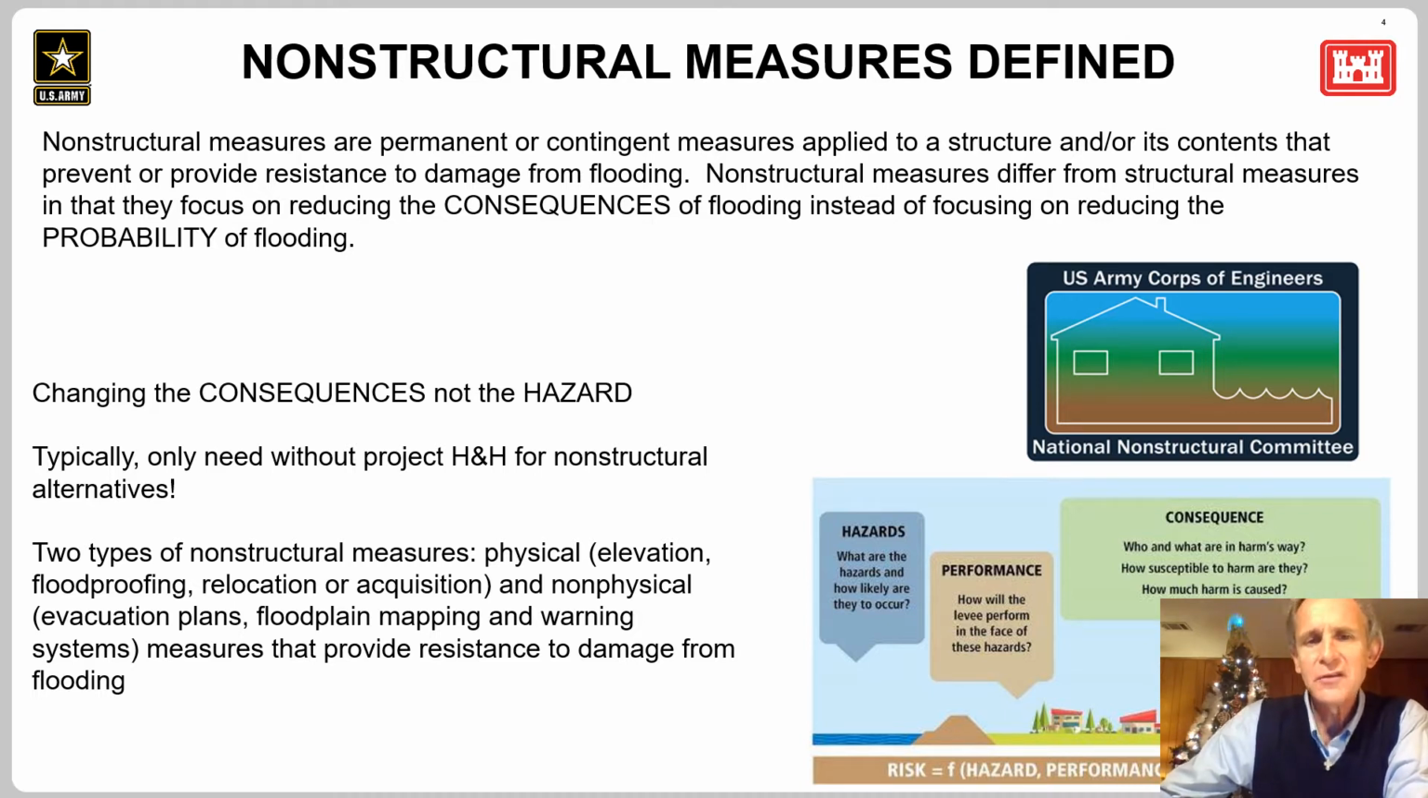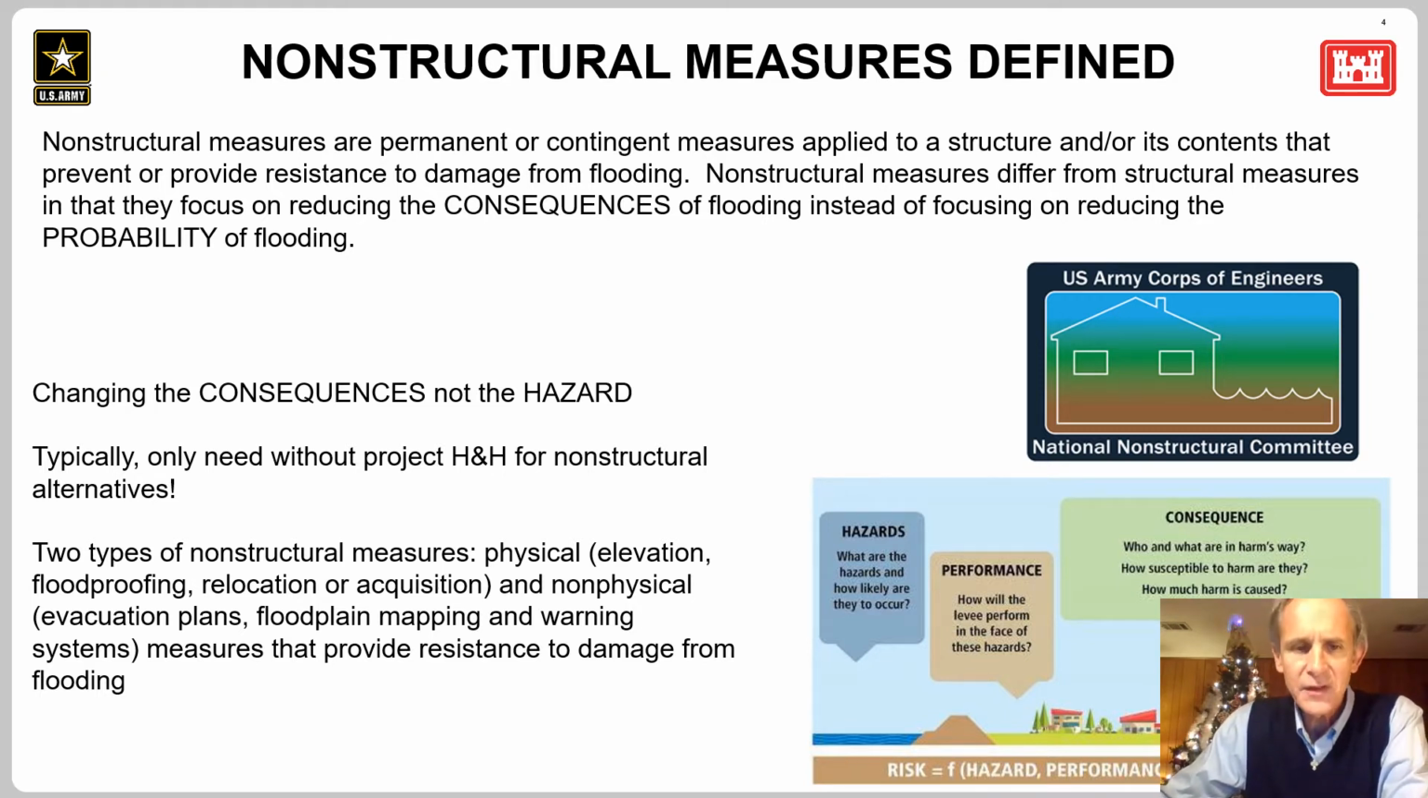Typically, you only need the without project H&H for non-structural alternatives. Now, you might have a with project alternative, a levee or something, and you also want to do some non-structural behind it, and that would be with project hydraulics being used. But typically, you can just use the without project, so you don't have to have extra modeling, because it doesn't affect the probability of flooding.